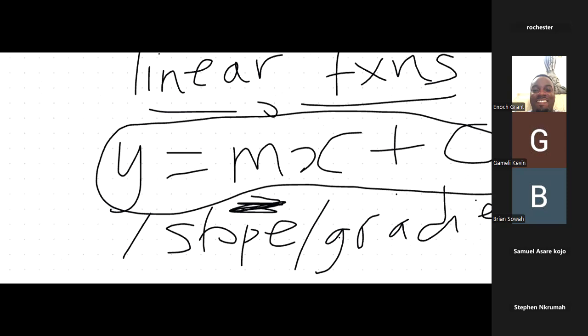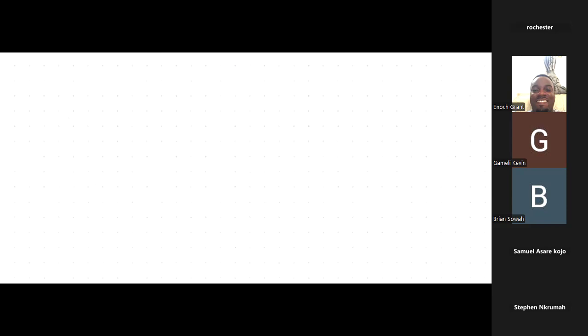Now we want to find out, how do we get the equation? I'm sure some people are asking themselves, so how do we get this equation of a straight line? We want to find out how to get the equation of a straight line. Let's add another page to it. Good.